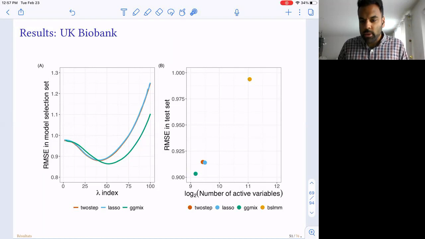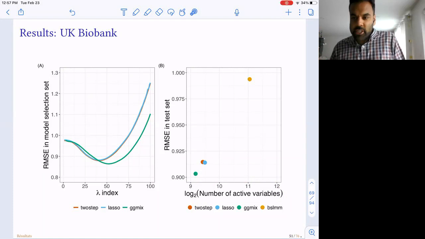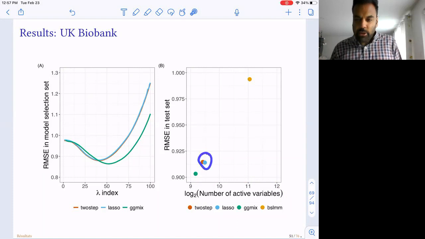We have this Bayesian linear mixed model, which is the reason why we had to show this on the log scale, because it picked many variables, which is fine, because the method wasn't meant for selection. Whereas the two-step and the lasso both show a little bit higher prediction error and more variables being selected.